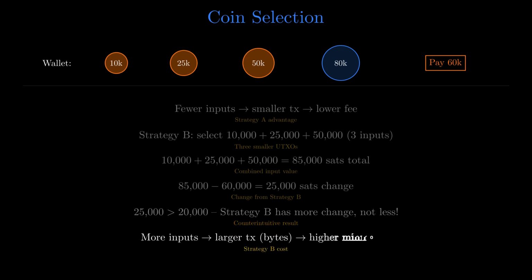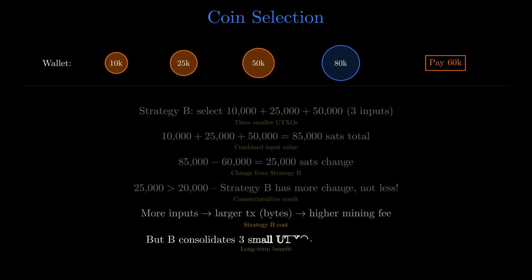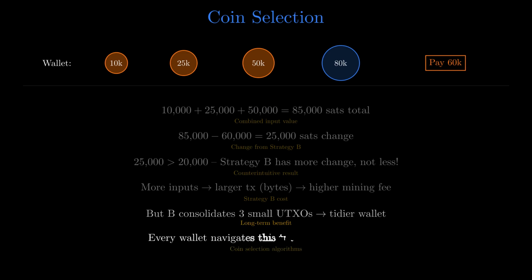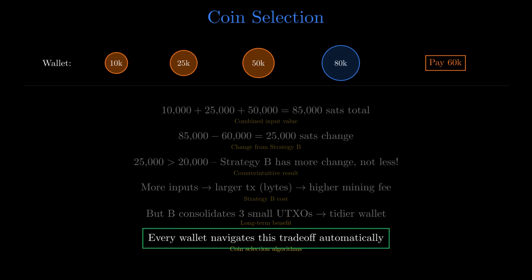But the real trade-off is this. Strategy B uses 3 inputs, making the transaction larger in bytes, which means a higher mining fee. On the other hand, strategy B consolidates 3 small outputs, tidying up your wallet for future transactions. Every wallet navigates this kind of trade-off automatically when deciding which coins to spend. These choices produce a handful of recognizable transaction shapes.